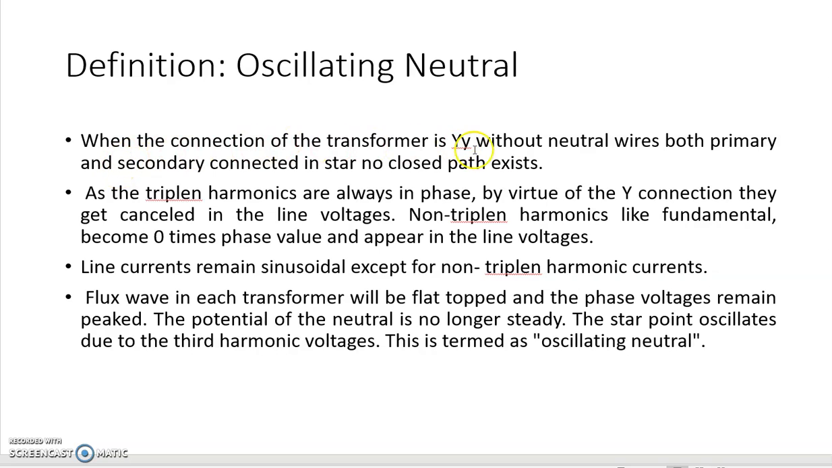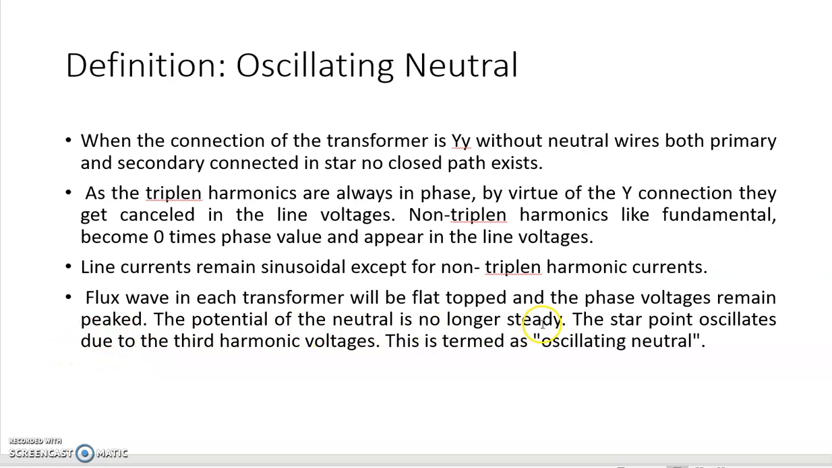Whenever the connection is star-star without neutral wires, both primary and secondary are connected in star. Primary in star, secondary in star, so no closed path exists. As triplet harmonics are always in phase by virtue of the wire connection, they cancel in the line voltages, and non-triplet harmonics become zero with phase value and appear in line voltages. So finally the flux wave in each transformer will be flat top and the phase voltages remain peaked.